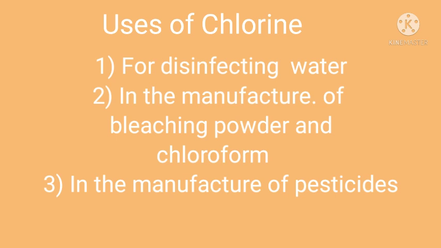Next about the uses of chlorine. It is used for disinfecting water, and it can be used in the manufacture of bleaching powder and chloroform. Then chlorine can be used in the manufacture of pesticides, CFCs, PVCs, etc.